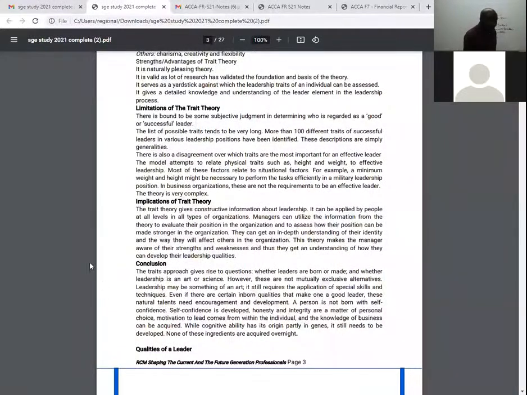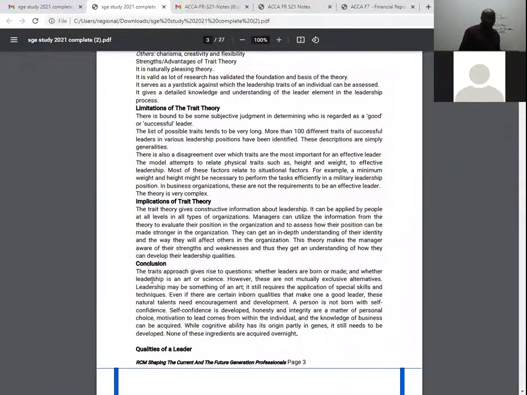So, the conclusion here: we are told the traits approach gives rise to questions whether leaders are born or made, and whether leadership is an art or science. However, these are not mutually exclusive alternatives. Leadership may be something of an art. Remember, for an art you must have special skills, the application of special skills and techniques.